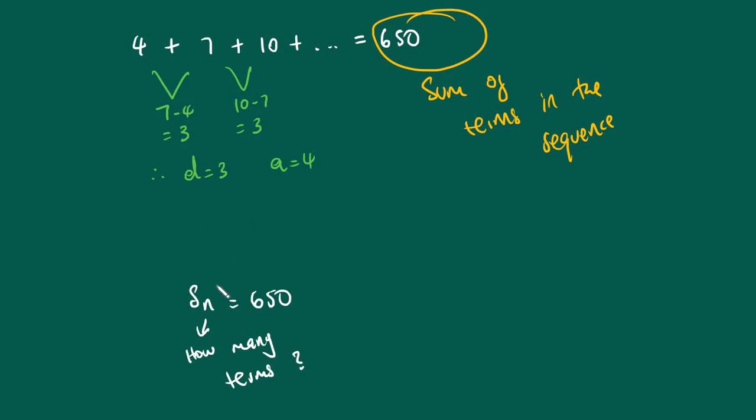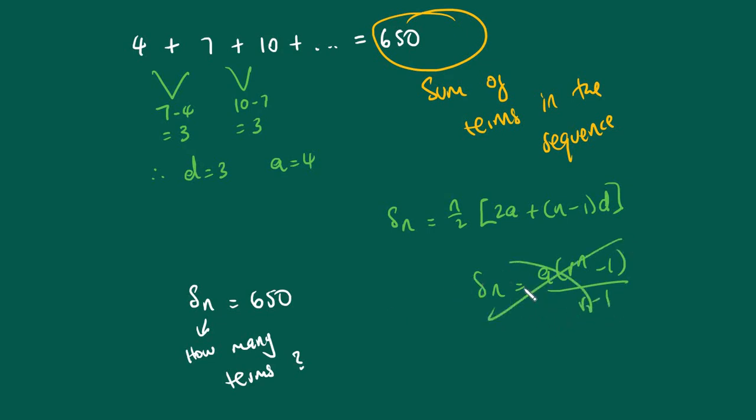But now the formula that I'm going to use to find out how many terms are actually here is this one, the formula for sum, because I'm given the sum. Why am I using this formula? Sn equals n over 2 times 2a plus n minus 1 d, instead of Sn equals a(r^n minus 1) all over r minus 1. I'm not using this one because it's not a geometric sequence, so hence I'm using the one on top.